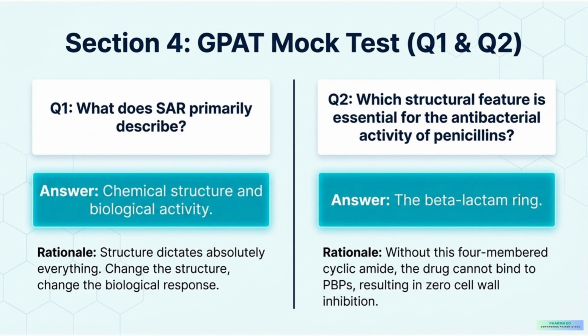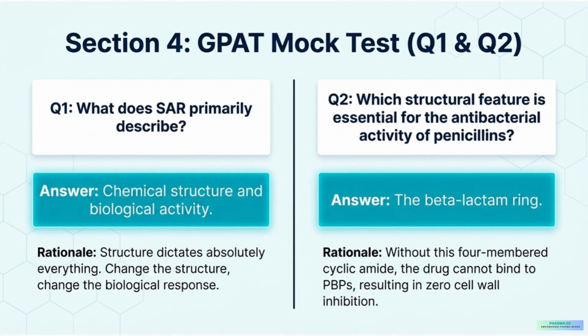Question 1. What does SAR primarily describe? Read the options on your screen. I'm giving you 3, 2, 1. The correct answer is B, chemical structure and biological activity. Remember, structure dictates absolutely everything in medicinal chemistry. You change the structure, you change the biological response.